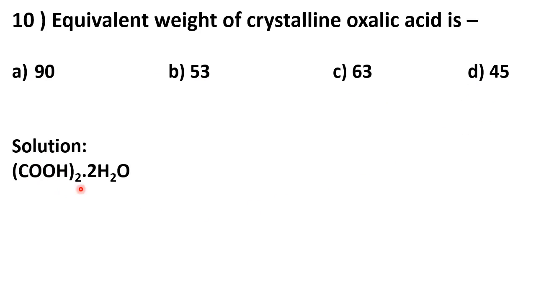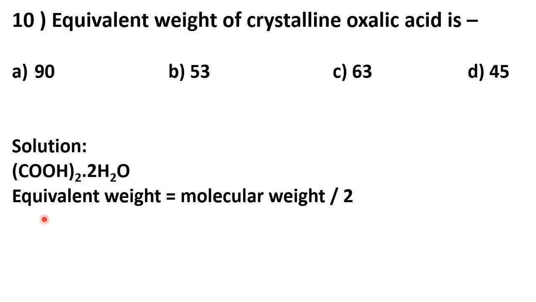So, the molecular formula for oxalic acid is (COOH)2·2H2O. Equivalent weight can be calculated by using the formula of molecular weight divided by 2. Here you can calculate the molecular weight by using the molecular formula. Adding the atomic weights of all the atoms present in the molecule gives the molecular weight. So, you will get 126 for the molecular weight of oxalic acid. Divided by 2, you will get the equivalent weight, that is 63. Hence, the correct option is option C, 63.